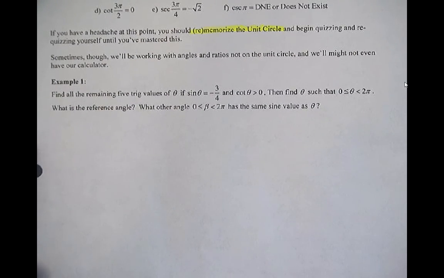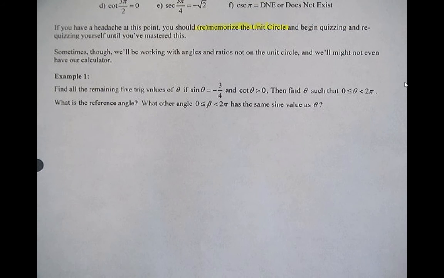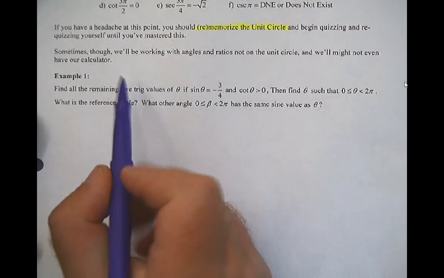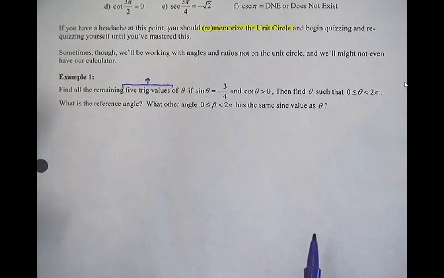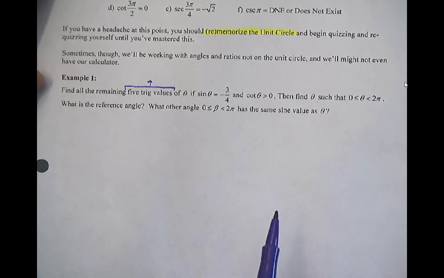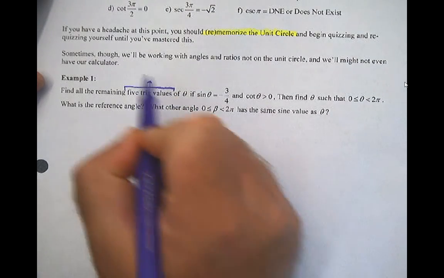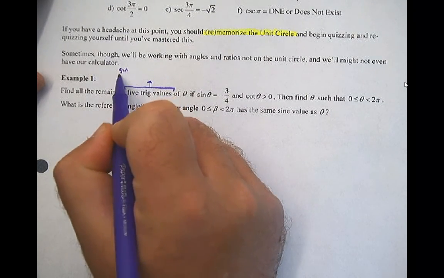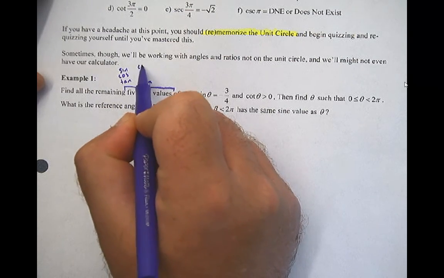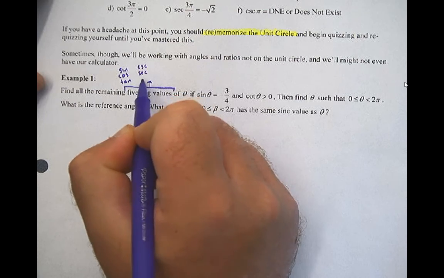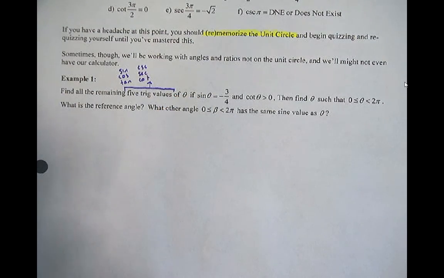All right, find all remaining 5 trig values. So who are the other 5 trig values? They gave us sine. Here I am annotating, writing myself a little reminder of what they're asking for. The 5 trig values: we've got sine, but cosine, tangent, and then their reciprocals. That would be cosecant, secant, and cotangent.